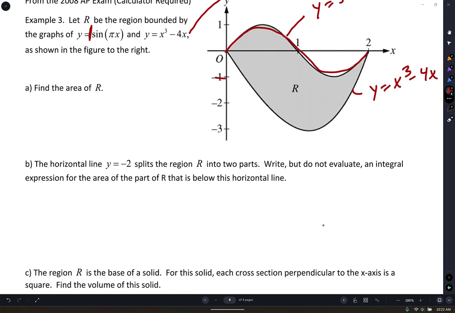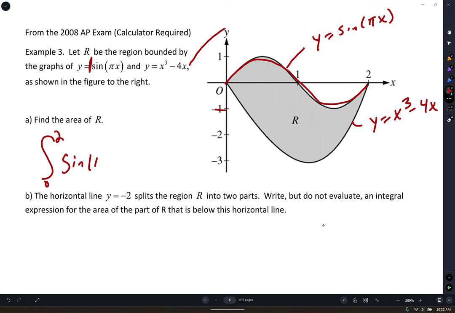From where to where am I going to integrate to find the area of R? 0 to 2. What curve is on top? Sine pi x minus what curve is on bottom? Make sure that you put it in parentheses, because sometimes you guys don't put parentheses, and if you take out the parentheses, is it still correct? No, because you can do it, but you better make sure that you put a plus there. Does that make sense, guys? So here it is. Do you have to do anything by hand? No, this is called the setup. All you got to do is show the setup, and then give me the answer.